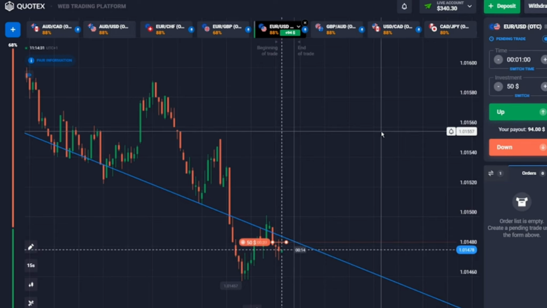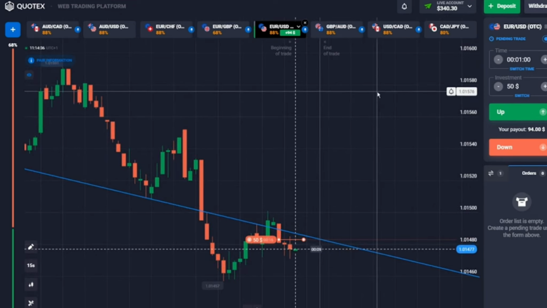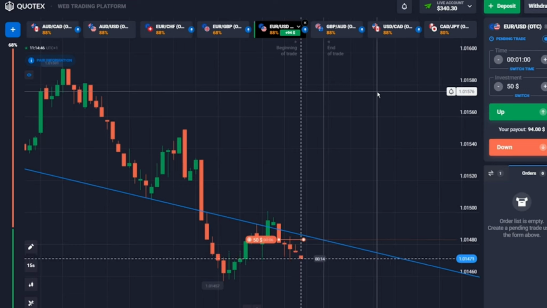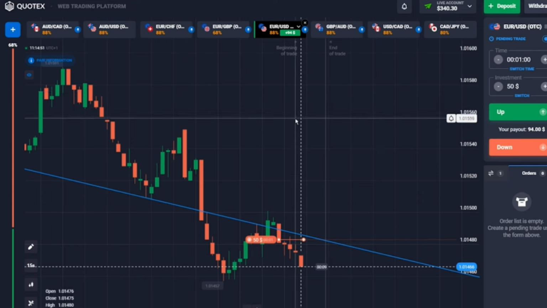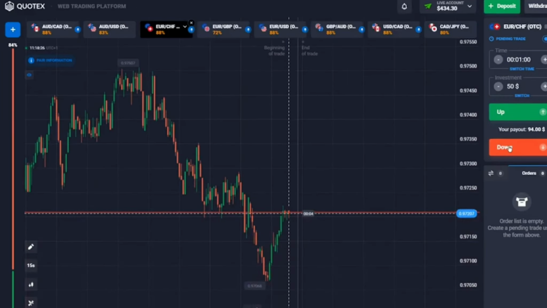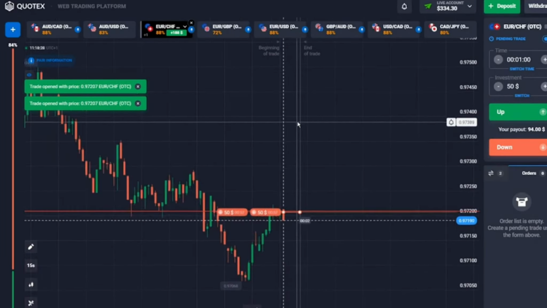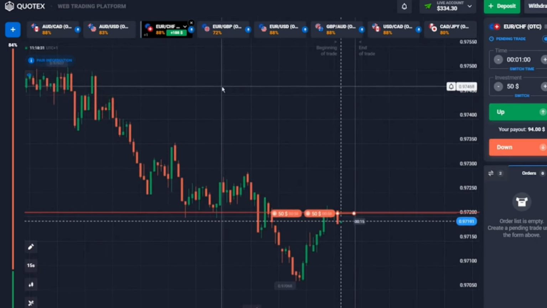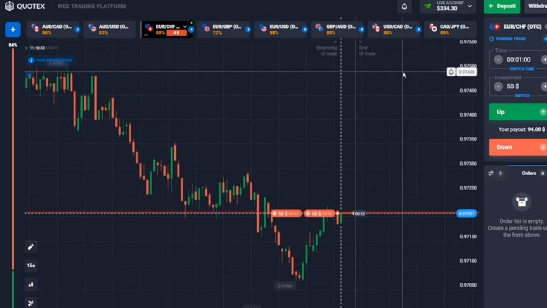Now, let's wait for the trade to close. Closed in absolute profit. This is a point of resistance in the market and I'm placing a put option here because I think the market will reverse here before it continues in an uptrend.